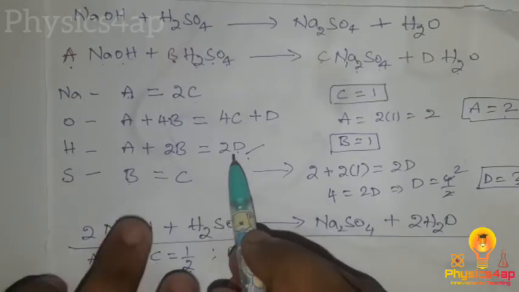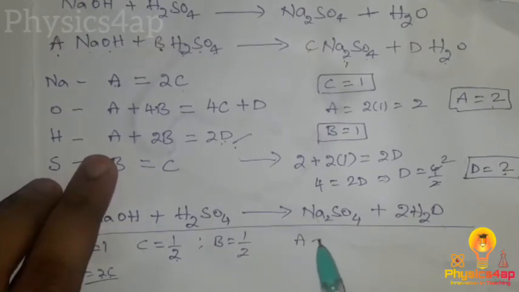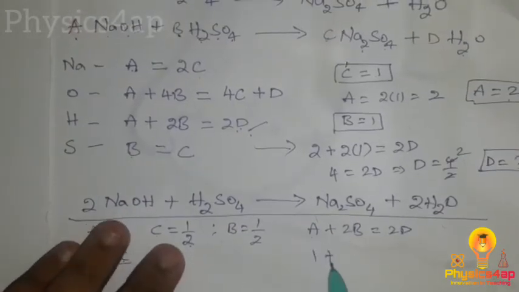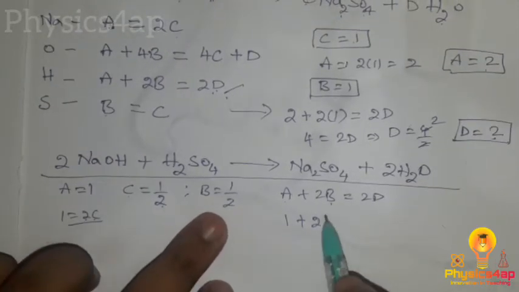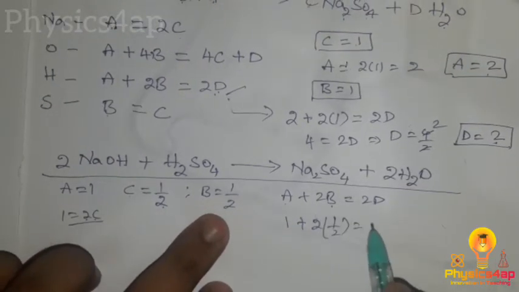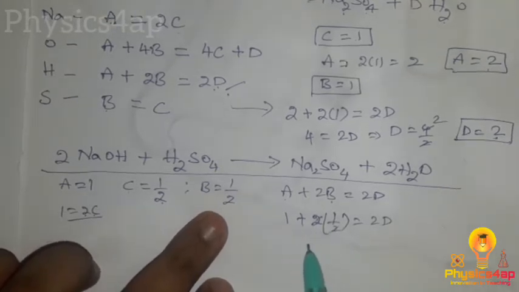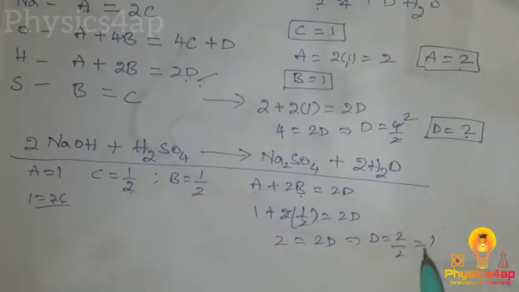Now what about the D value here? Let us calculate the D value now. So A plus 2B is equals to 2D. I have taken A as 1 plus 2 into the B value, and as we have taken B as 1 by 2, that equals 2D. The 2 gets cancelled, so 1 plus 1 we get 2. 2 equals 2D. So from this D equals 2 divided by 2, that is equal to 1. Now we got the D value as 1.